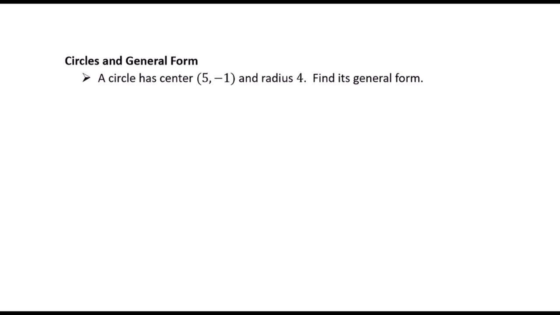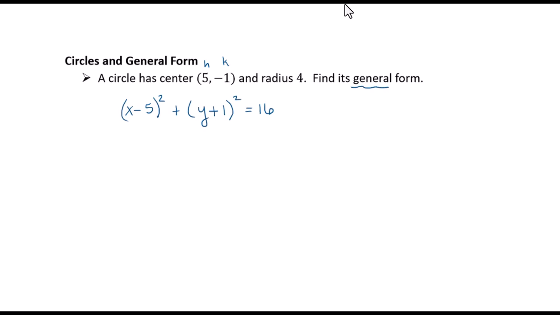Circles in general form. A circle has center 5, -1, and radius 4. Let's find its general form. So we have (x minus an h of 5) quantity squared, plus (y minus a k of -1), so this would make that a plus 1, quantity squared, equals a radius of 4 squared, which is 16. That's our standard form. Let's find the general form.